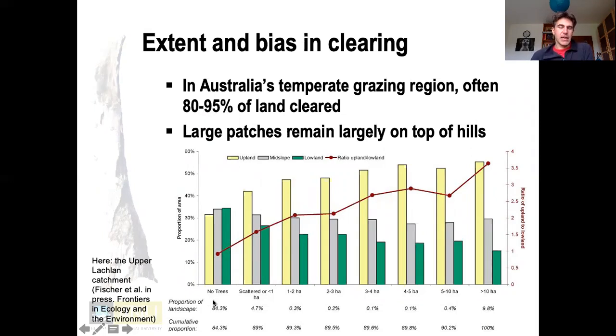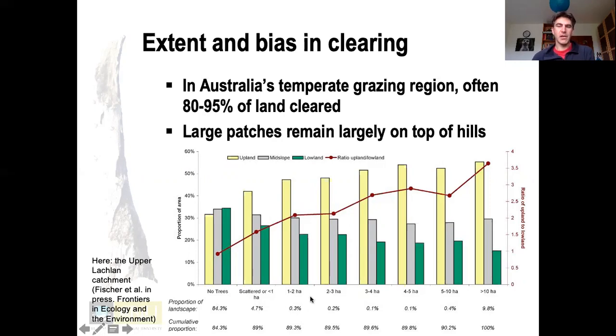If you take a look at these very small patches, scattered trees or patches smaller than 1 hectare, then that makes up 4% or 5% of the landscape. So together, you could say 90% of the landscape, that's this and this together, has either no trees or just very small patches. So 90% of the landscape has only very small patches or scattered trees or no trees.